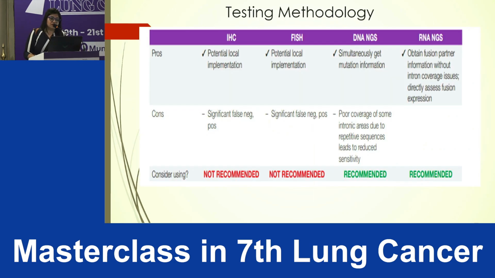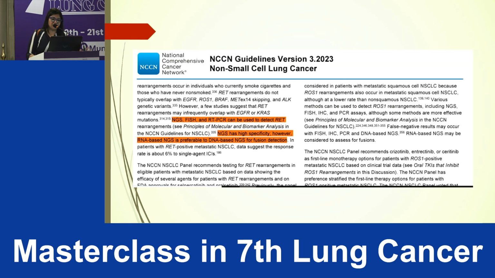So when it comes to testing methodology, IHC has potential for local implementation, and any local lab can start, but because of the significant false positive rate, it is not recommended. Neither is FISH recommended because of a significant false negative rate. So between DNA NGS and RNA NGS, NGS is the method of choice. When you compare DNA with RNA, RNA is the most recommended. That is what is said in the NCCN guidelines. So NGS is highly specific, but RNA-based NGS has to be preferred.